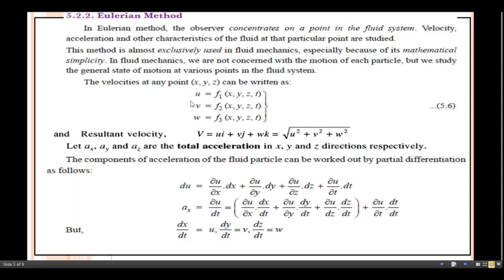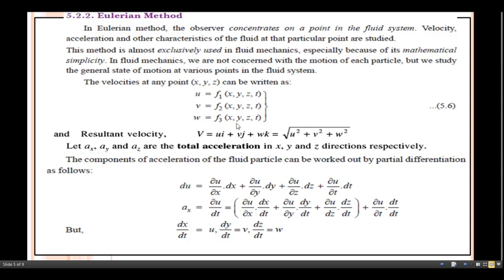So here, the velocities at a point x, y, z can be written in this way. If I consider small u, small v and small w as the velocities along the x, y, z directions respectively, then we can write u is a function of x, y, z and time t, v is a function of x, y, z and time t.